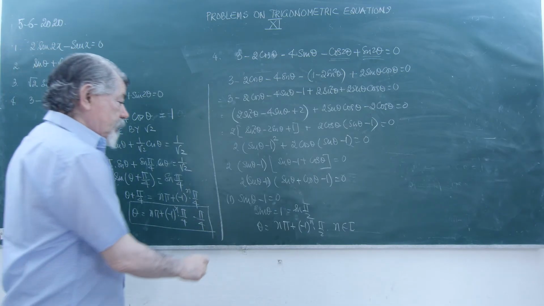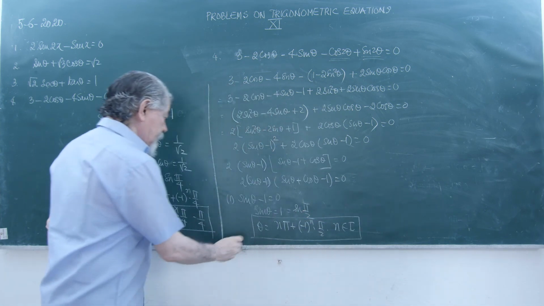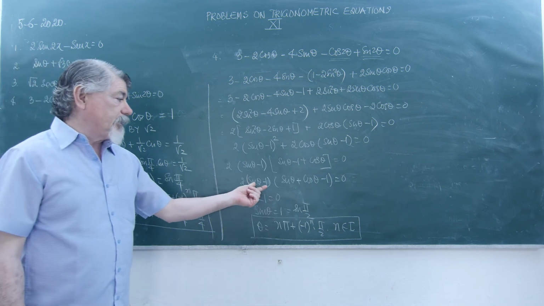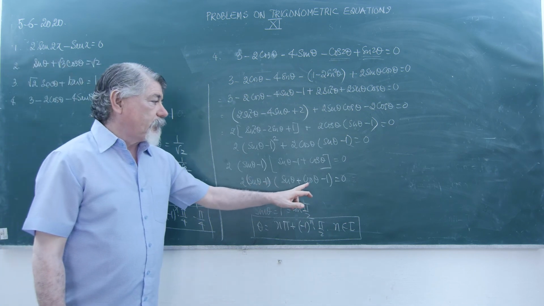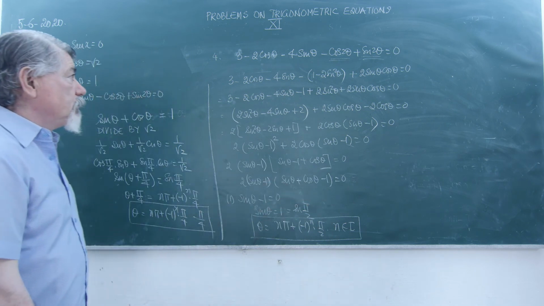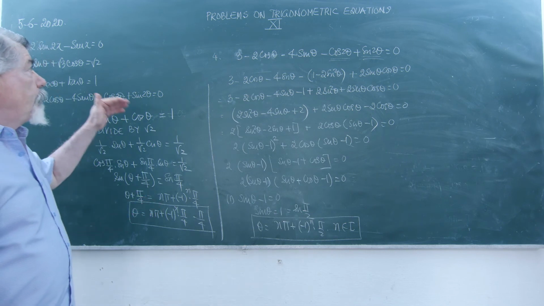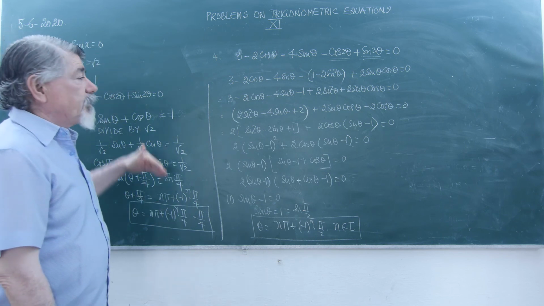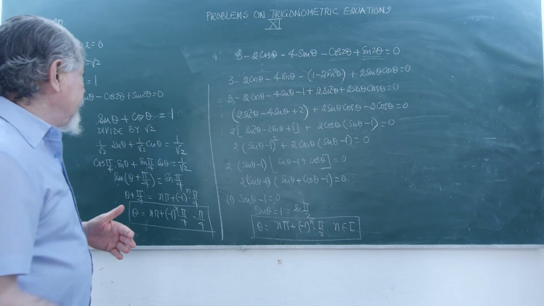So this is one solution for one part, and this is another solution for another part of the equation. This is for sin theta minus 1 is equal to 0, and this is for sin theta plus cos theta minus 1 is equal to 0. This finishes your complete chapter for the trigonometric equation. I will just write down the formulas for your benefit again for recapping the whole thing.